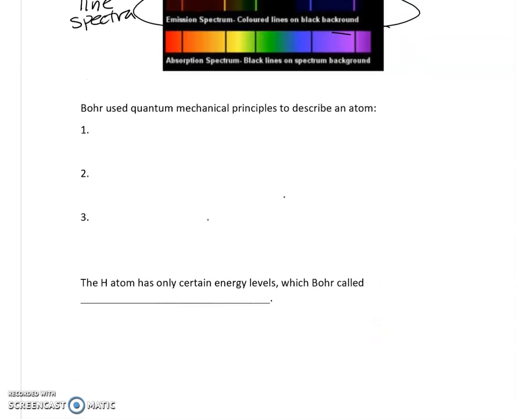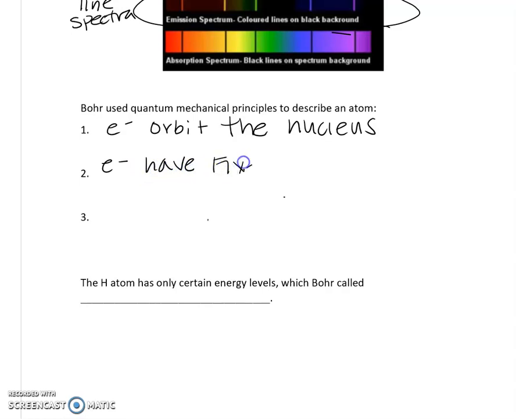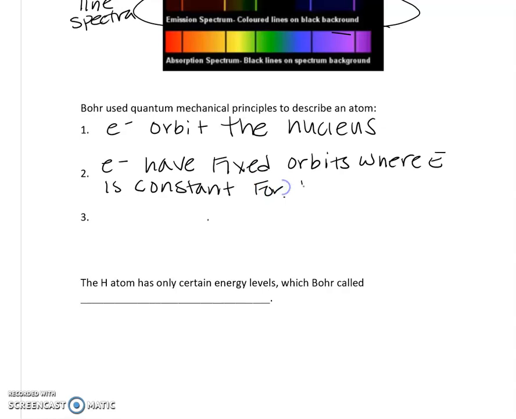So Bohr, he used quantum mechanical principles to describe an atom. And he stated that the electron will orbit the nucleus. And he also stated that electrons have fixed orbits where the energy is constant. Okay, so electrons have fixed orbits where energy is constant for the electron.